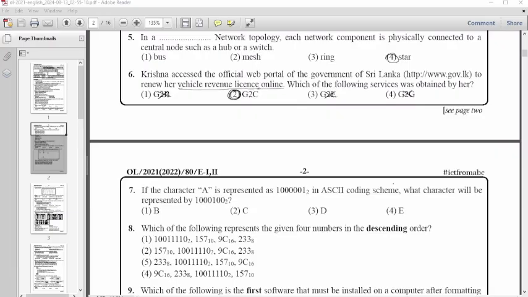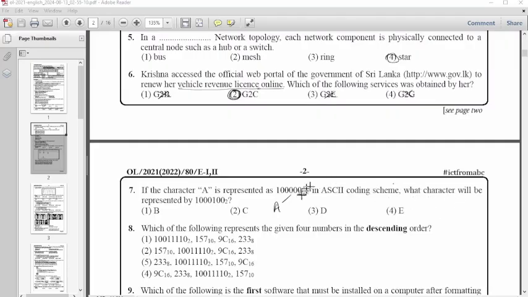Let's look at the next question. If the character A is represented by 100001 in the ASCII coding scheme, what character will be represented by 10000100? What we need to do here is simply keep adding 1 until we get to this. So if this represents A, let's keep adding 1.